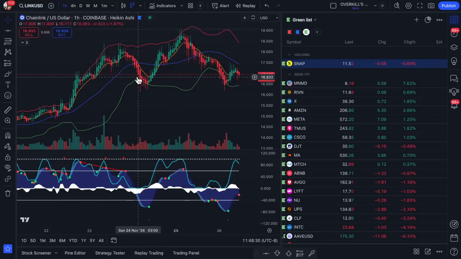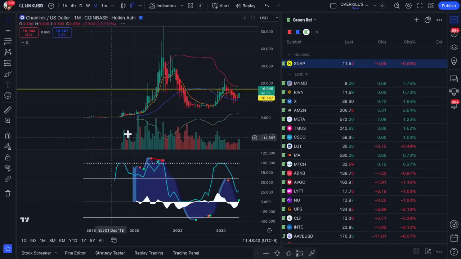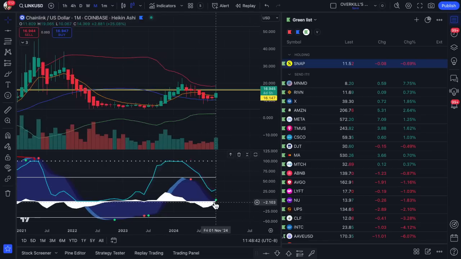It looks like it put in a double bottom. Boom, boom. So if you're in the name, what you want to do is put a stop loss right there at 16.14. That's where we bounced right here. The monthly chart looks great. The monthly chart's showing you green this month. The last one that came was back here in July at $7. It ended up going all the way to 23.